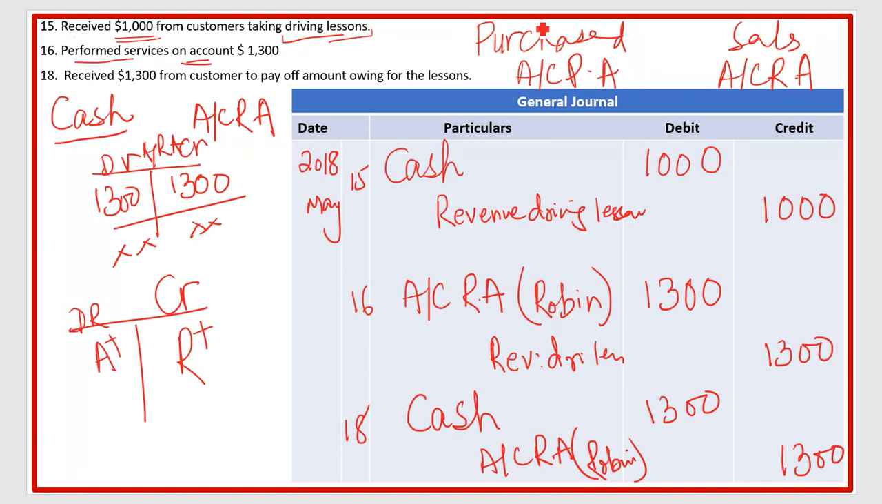So this is the difference from purchase. In purchases, if it is a purchase on account, we use accounts payable. If it is a sale on account, it is accounts receivable. Accounts payable you write on the credit side, and accounts receivable is an asset, so you write it on the debit side. So make your concept clear. When you perform services on account, you did something, now you have to receive, so it means accounts receivable. But when you purchase something on account, then it will be accounts payable.